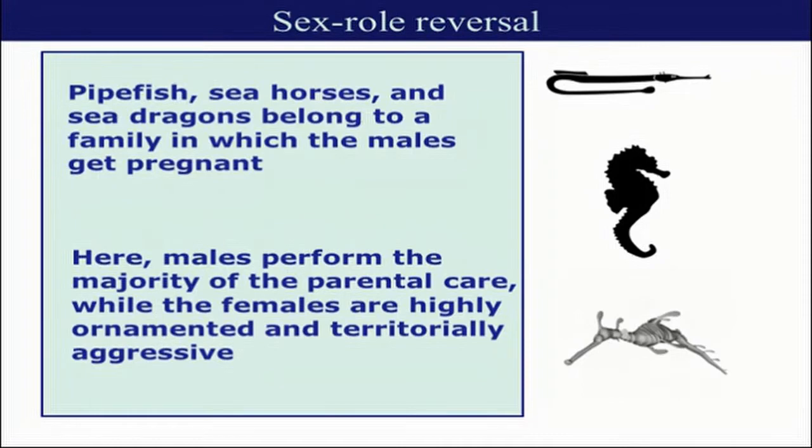Say for example, pipefish, seahorse, and sea dragons. They belong to a family in which the males get pregnant. Pregnant in the sense that the female lays the eggs in the pouch of the male of this species, and they carry the eggs and the sperms in some structure in the body. There it is fertilized and the young ones are grown up. During this period, the male takes care of all the needs of these offsprings. So the male performs the majority of the parental care, while the females are highly ornamented and territorially aggressive, and they leave the male and go for other males.